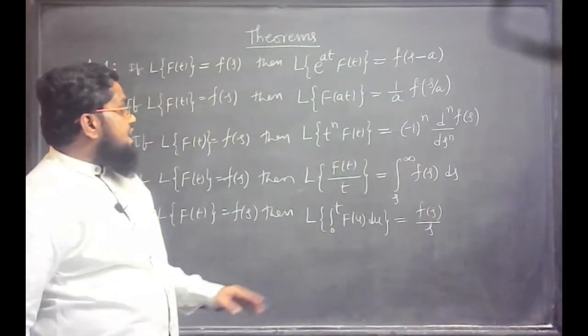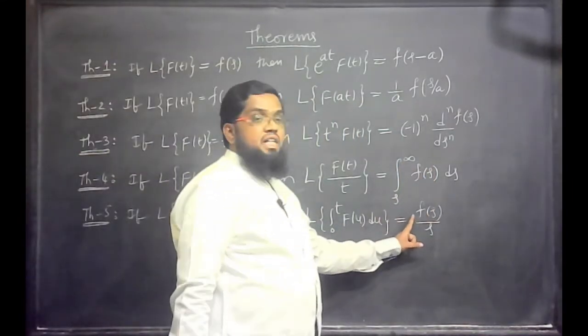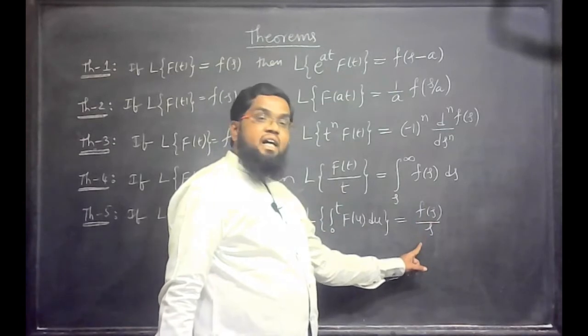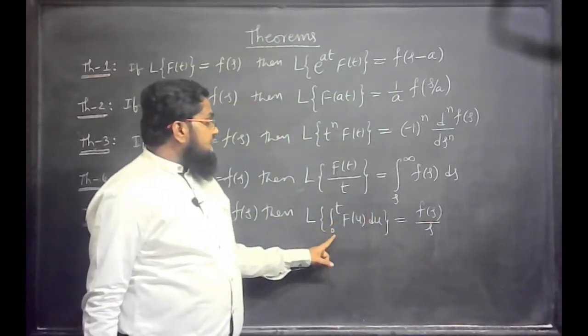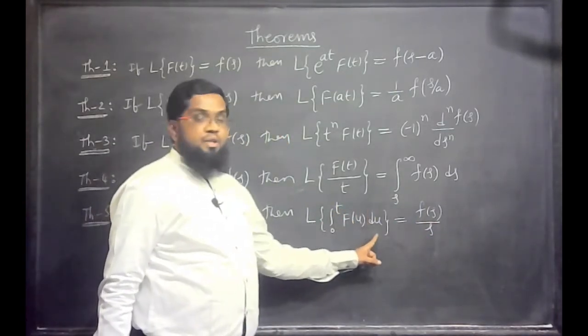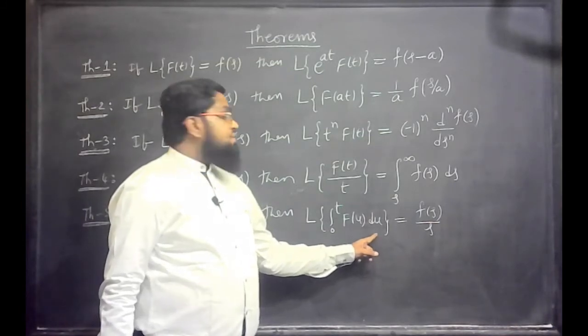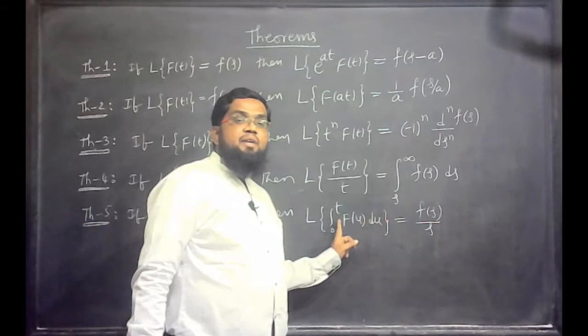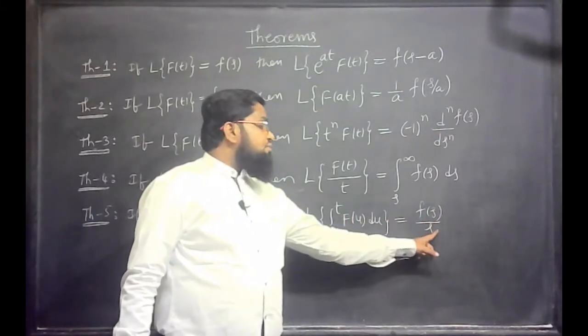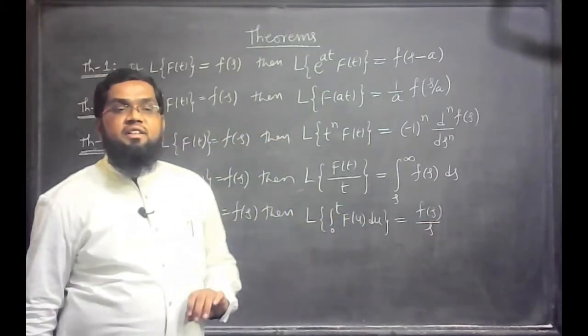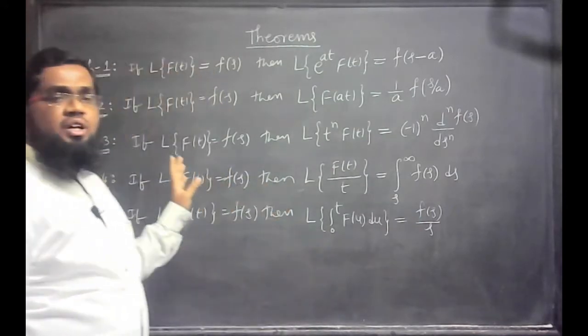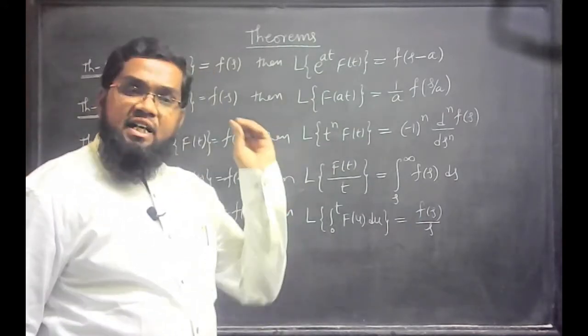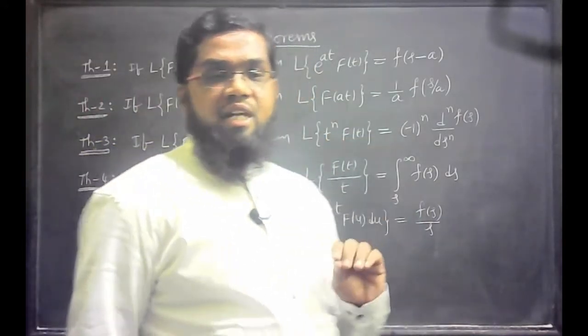So similarly, the inverse Laplace transformation of F of s by s is equal to integration from 0 to t f of u du. So if it is s square, double integral. If it is s cube, triple integrals. 4, it is 4 times integrals. Okay, these theorems with proofs we have already done in the last semester.